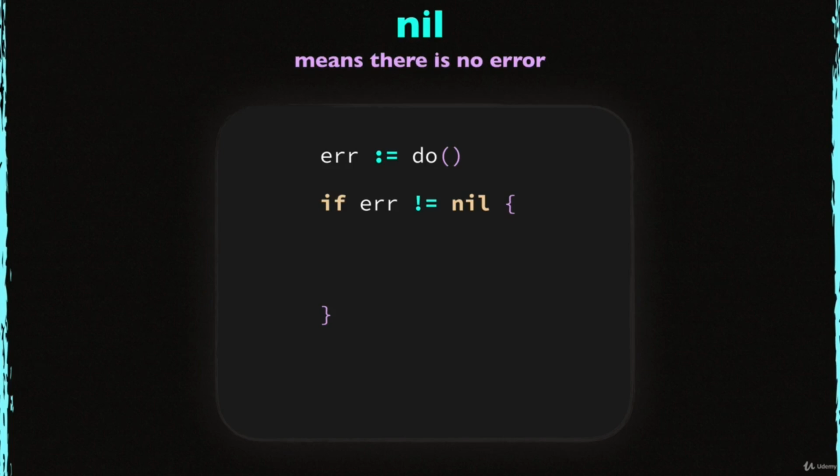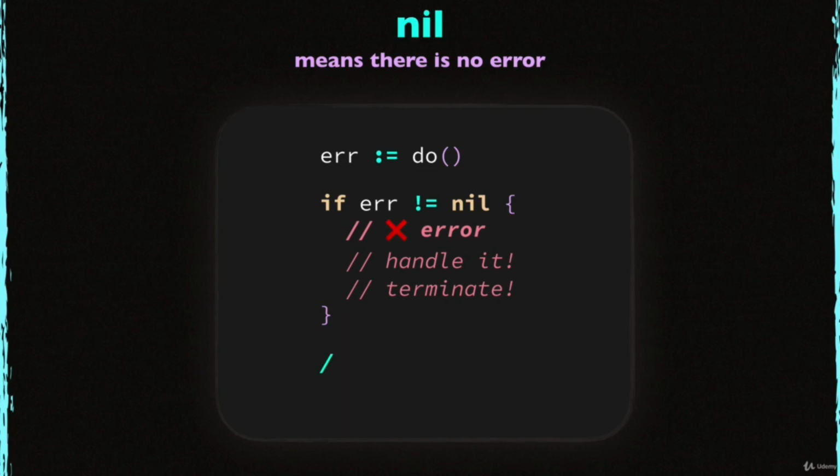So since there was an error, this means that calling the do function wasn't successful. Okay, it couldn't do its job. There was a problem. That's why it has returned a non-nil error value. So if that's the case, then I need to handle the error right inside the if statement, okay? Then maybe I can log that error or I can terminate the program. Otherwise, let's say that the error variable was nil. So that means there was no error. The do function was successful, so it returned a nil error value. This means that I can continue executing my program because there wasn't an error.